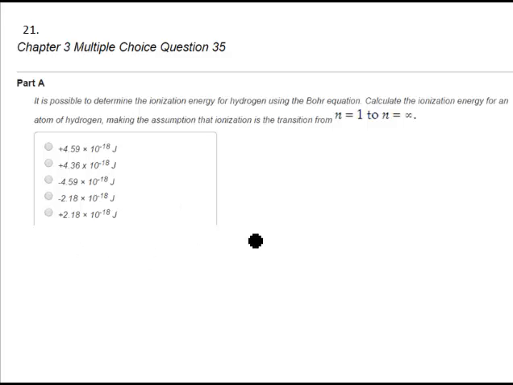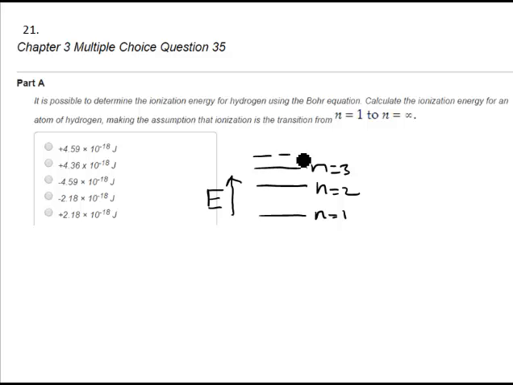Okay, for problem number 21 here, this is going back to our model. So if I plot energy along this, so if I have N is equal to 1, N is equal to 2, N is equal to 3, and I can keep going up here until I get to N is equal to infinity minus 1. That's the last bound state. As soon as I make the electron go into N equals infinity, that means it's a free electron. And that's what you want to calculate. What's the energy required to do that?